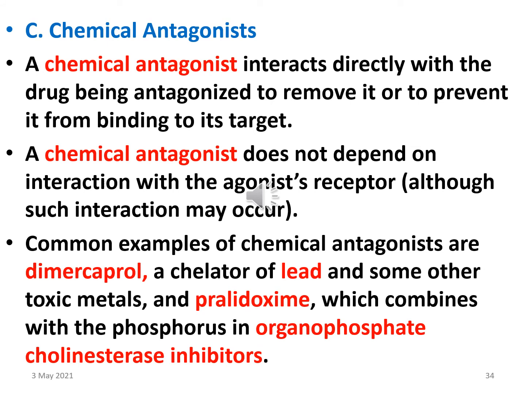While in chemical antagonists, a chemical antagonist interacts directly with the drug being antagonized to remove it or to prevent it from binding to its target. Chemical antagonist does not depend on interaction with the agonist receptor, although such interaction may occur. Common examples of chemical antagonists are dimercaprol, a chelator of lead. يعني إذا صار عندنا تسمم بالليد نعطي dimercaprol, and some other toxic metals, and pralidoxime, which combines with the phosphorus in organophosphate cholinesterase inhibitor.